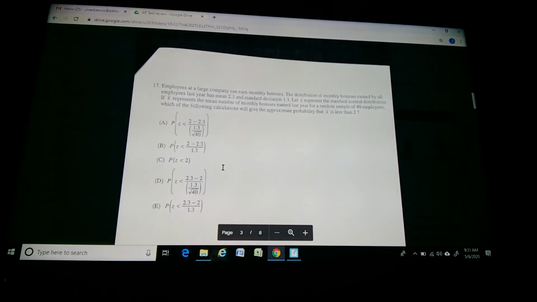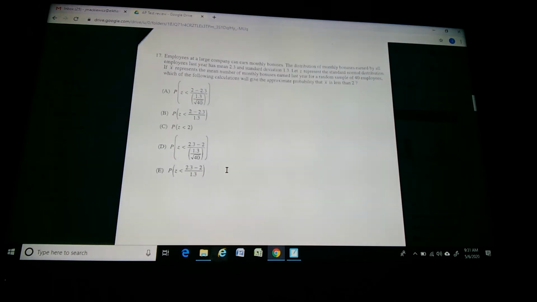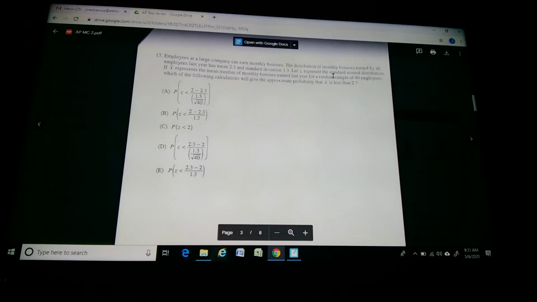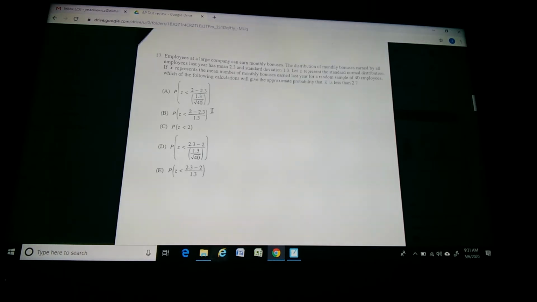17 is a normal distribution problem. The biggest thing on this one is when I have to find the probability or do the normal curve stuff with a group in this size, a sample size of 40, don't forget to divide by the square root of n. It turns out that the answer is A.